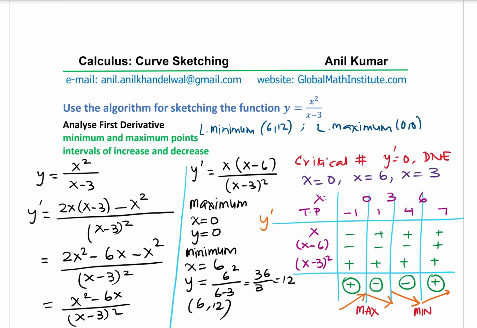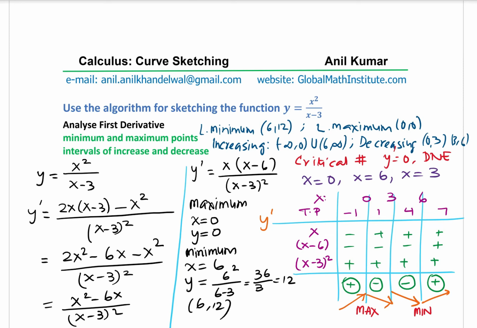Interval for increase and decrease. As you can see, it is increasing in the two intervals. Let's write down here. It is increasing in the interval from minus infinity to 0 and in the interval 6 to infinity. And it is decreasing in the interval between 0 to 3 and then 3 to 6.